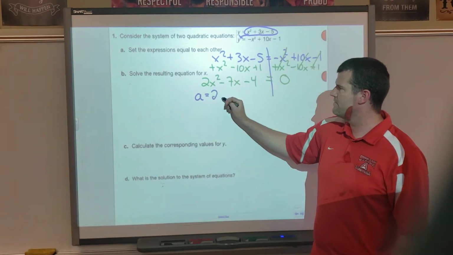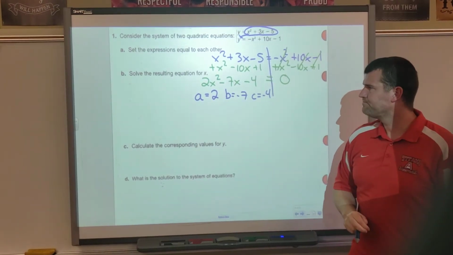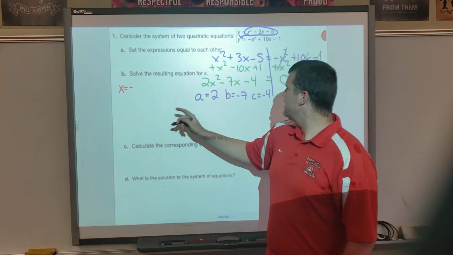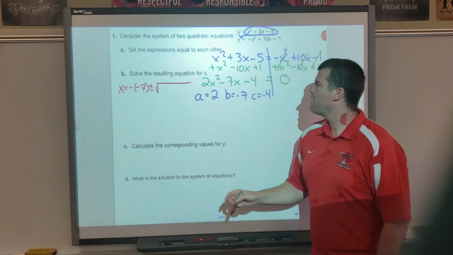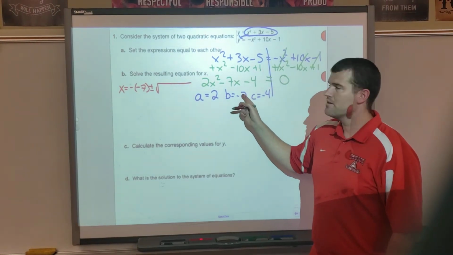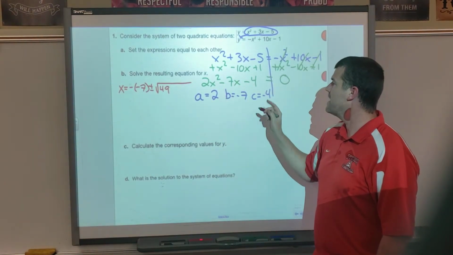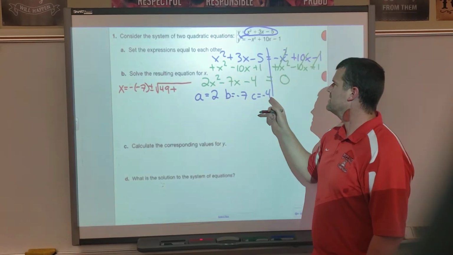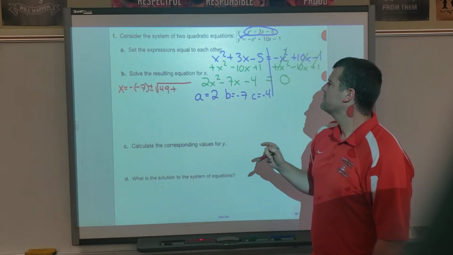Identify our a value of 2, b of negative 7, c of negative 4. And we're going to plug that into our formula. X equals negative 7 plus or minus the square root. Running out of room already. Negative 7 squared, which is 49, minus 4 times 2 times negative 4. So 2 negatives make a positive. And 4 times 2 is 8. 8 times 4 is 32. Minus 4 and C.